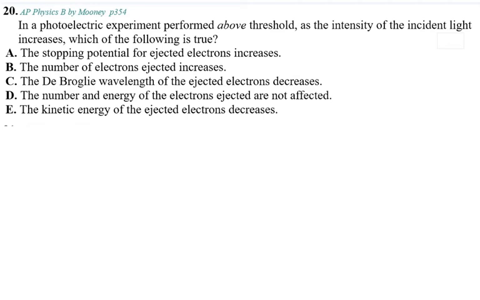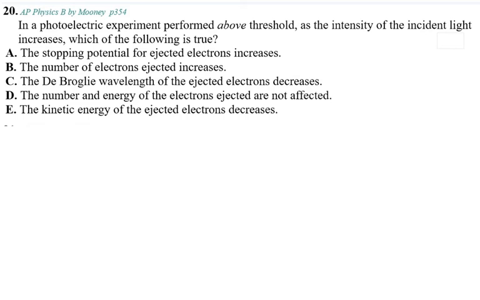So when the intensity of the light increases, that means all of the light that is coming still has the same amount of energy. The photon energy is still the same. What is increased is how many photons are coming, but every single one of them is still carrying the same energy. And then the choices they give you: the stopping potential for the ejected electrons increases.